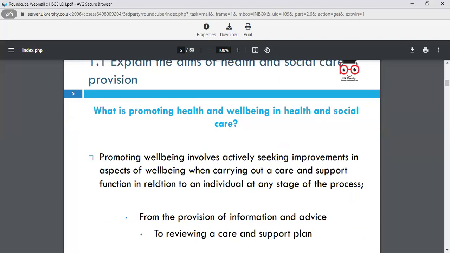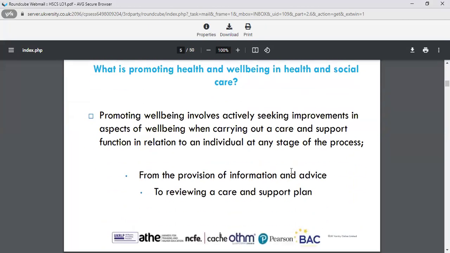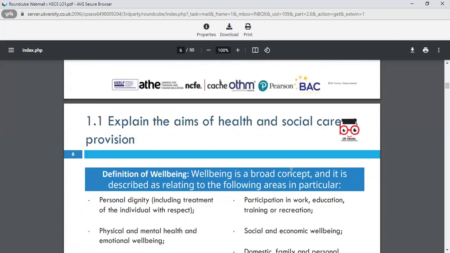So promoting well-being involves actively seeking improvements in aspects of well-being. Well-being is living a comfortable life. This applies when carrying out a care and support function in relation to an individual at any stage of the process, from the provision of information and advice to reviewing a care and support plan. It could be anything. Well-being could involve very minute things to very essential and very complex things also.